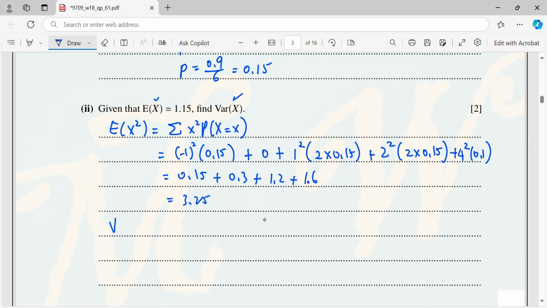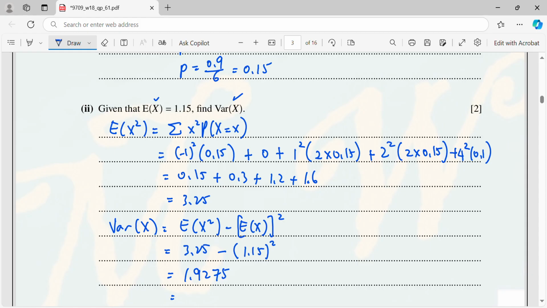Then now the variance of x is E(x squared), expected x squared, minus the square of expected x. That is going to be 3.25 minus the square of 1.15. Then at last, you will be getting 1.9275. And now I round up to 3 significant figures, that is 1.93. Okay, done for the variance of x.